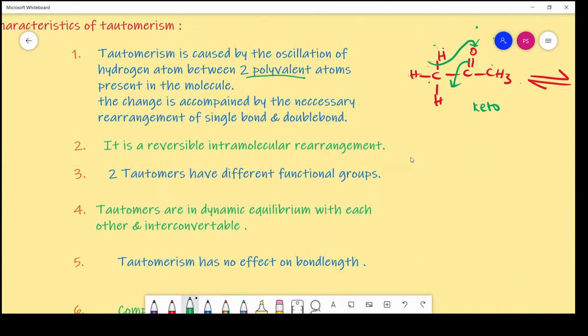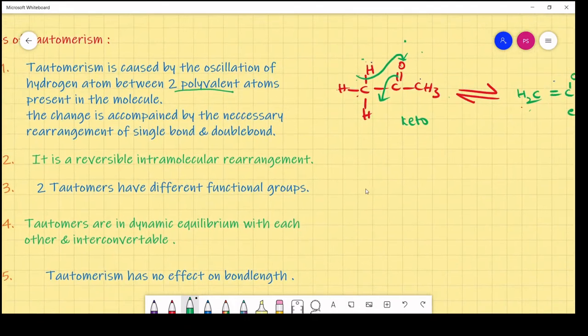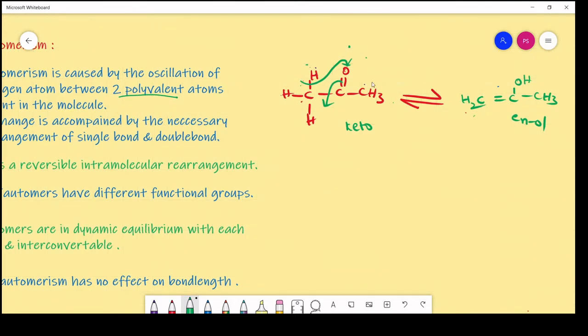Is there any doubt? The next point is that tautomerism is a reversible intramolecular rearrangement. Reversible means the reaction can take place right to left and left to right. So tautomerism is a dynamic equilibrium process. And here one very important point is intramolecular rearrangement. I think you all know the meaning of intramolecular.